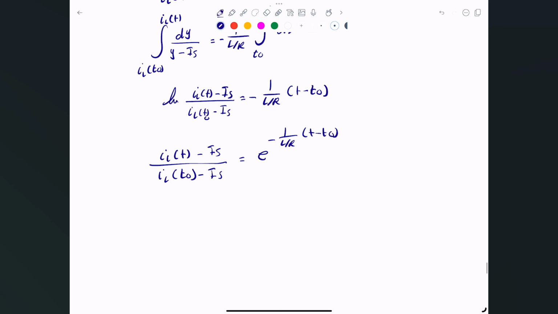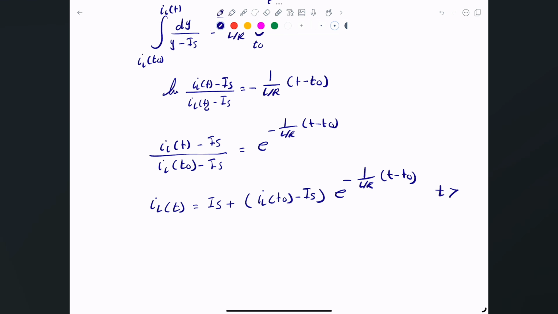All right, and I'll isolate I_L of t, and you'll see that it's simply I(s) plus I_L(t0) minus I(s), times e to the negative L divided by R, times (t minus t0). And that's basically for t greater than or equal to 0.